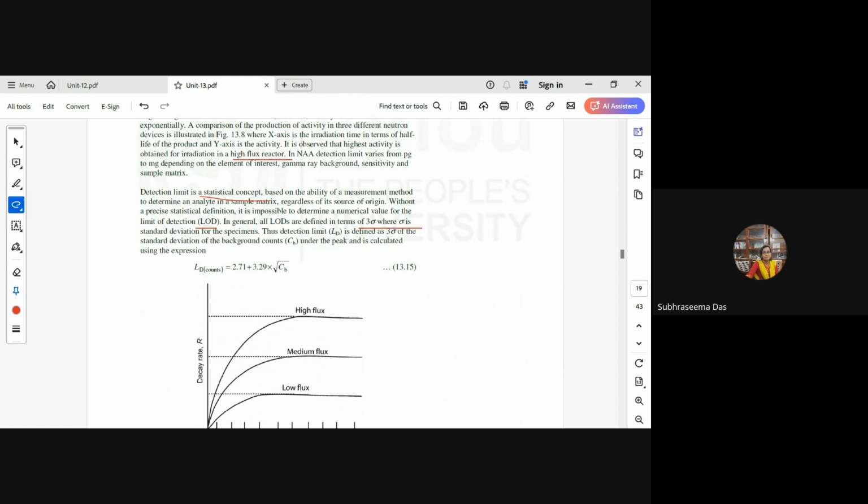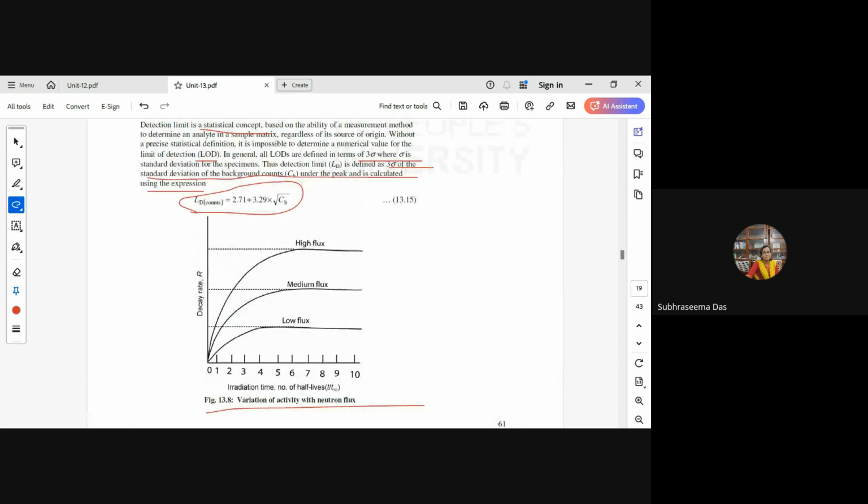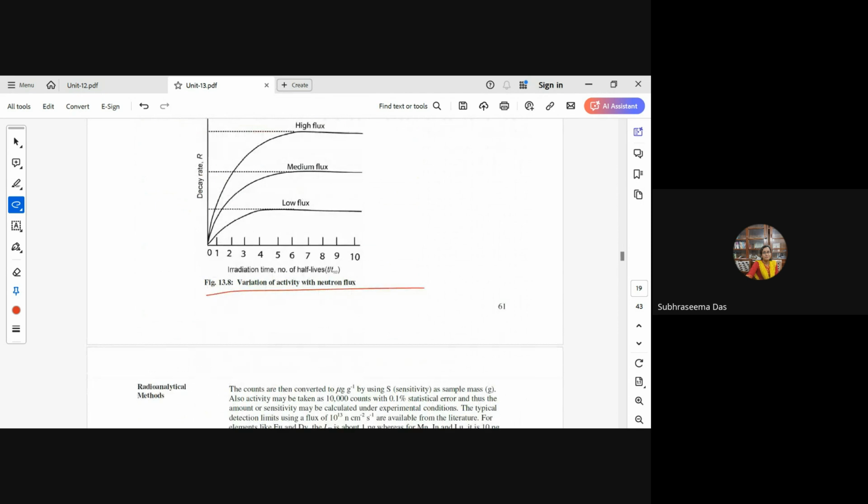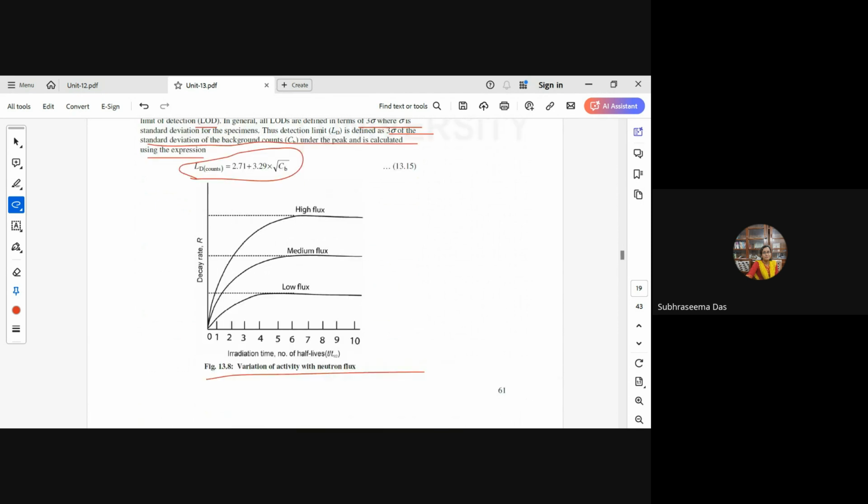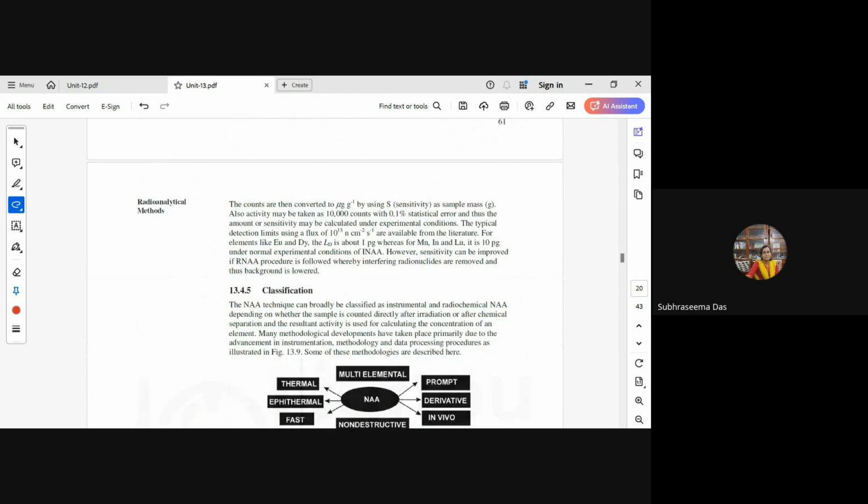Thus, the detection limit is defined as 3 sigma of the standard deviation of the background counts under the peak, and is calculated using the equation 13.5. This equation shows the calculation of a detection limit, that is LD. The counts here are then converted into mass using sensitivity.